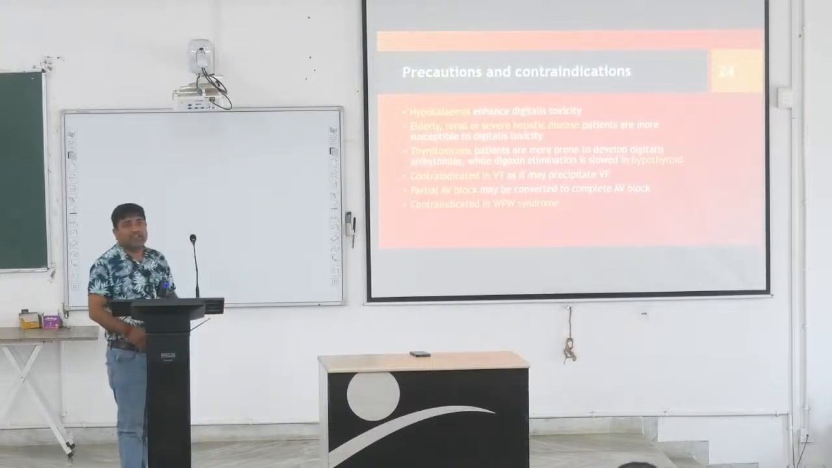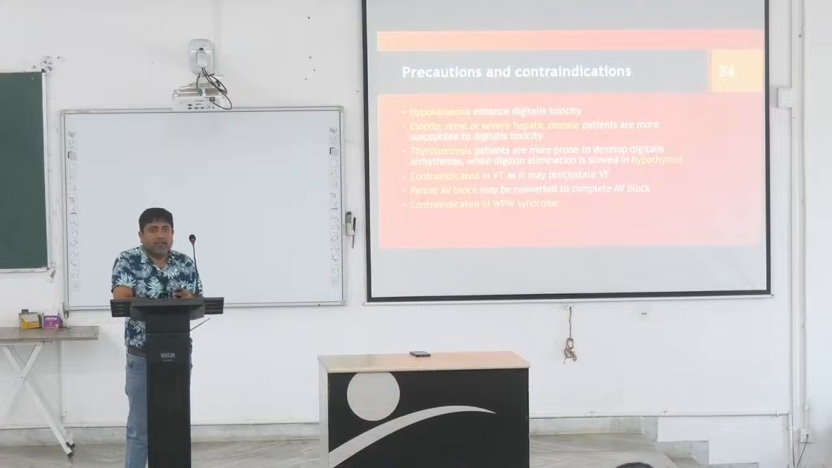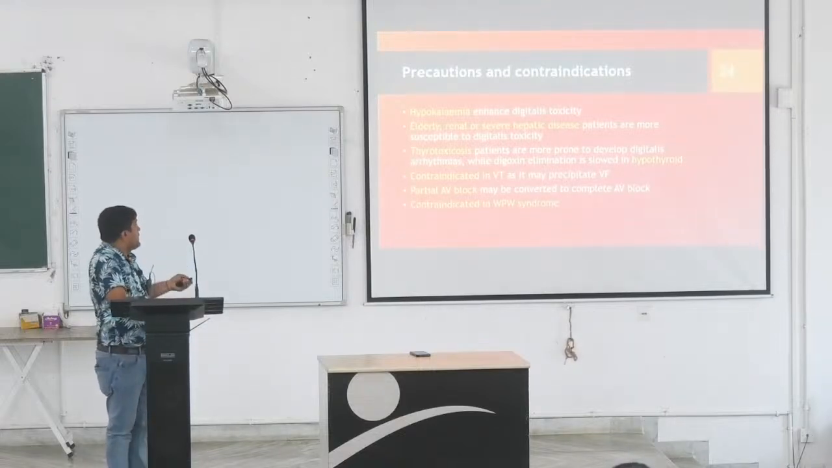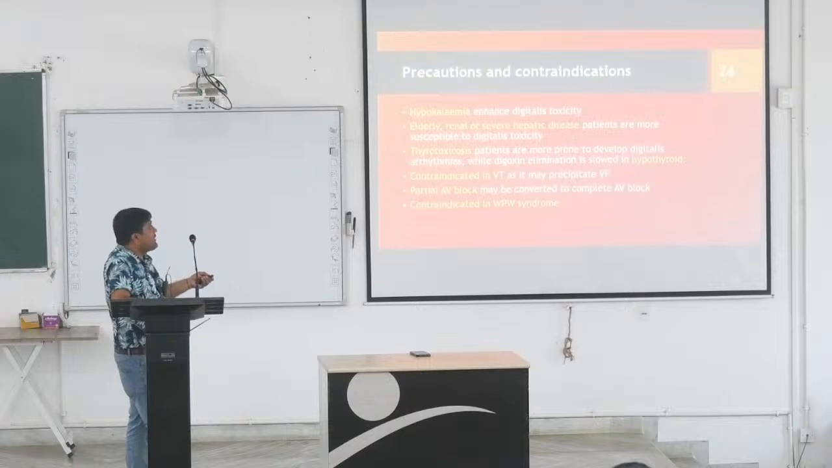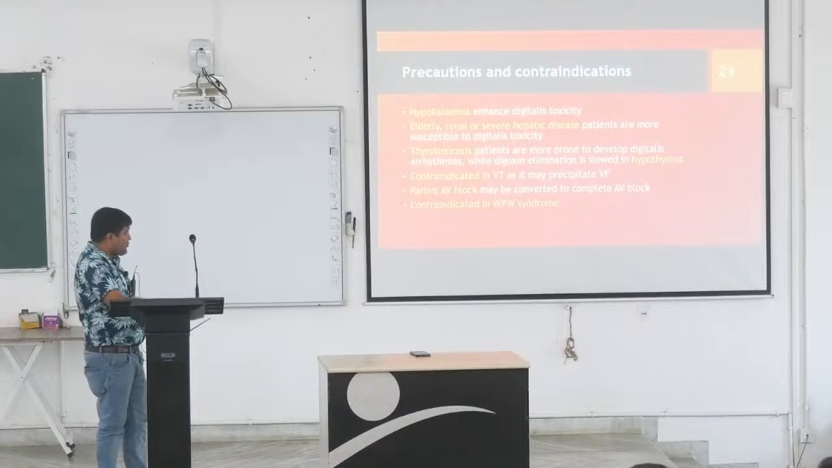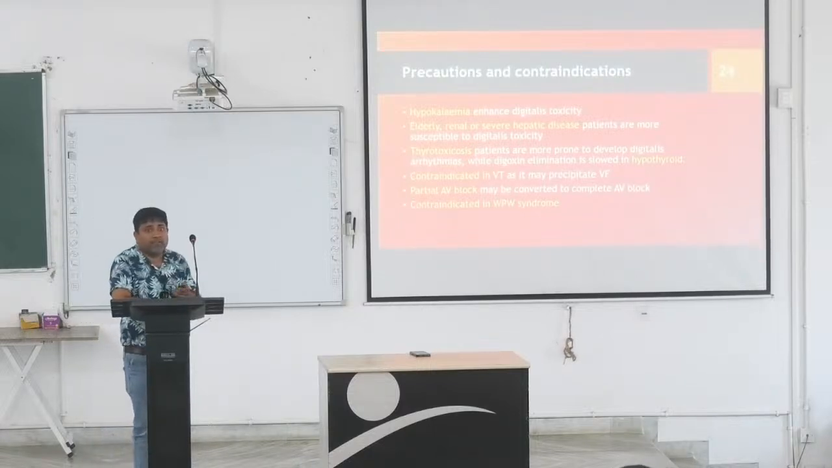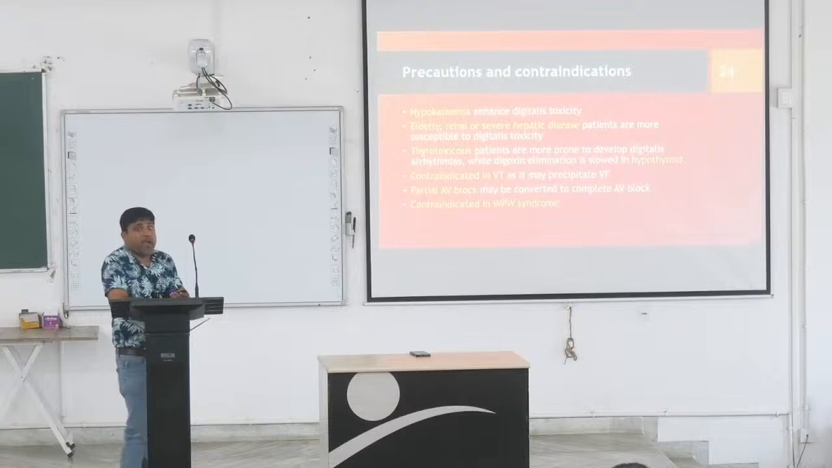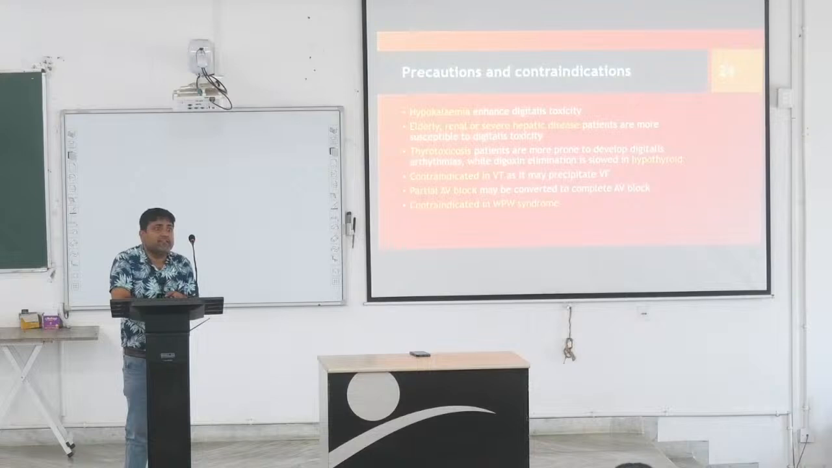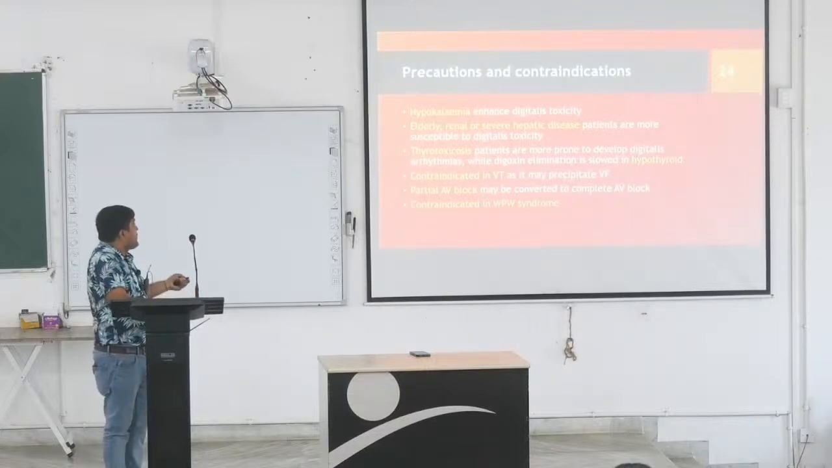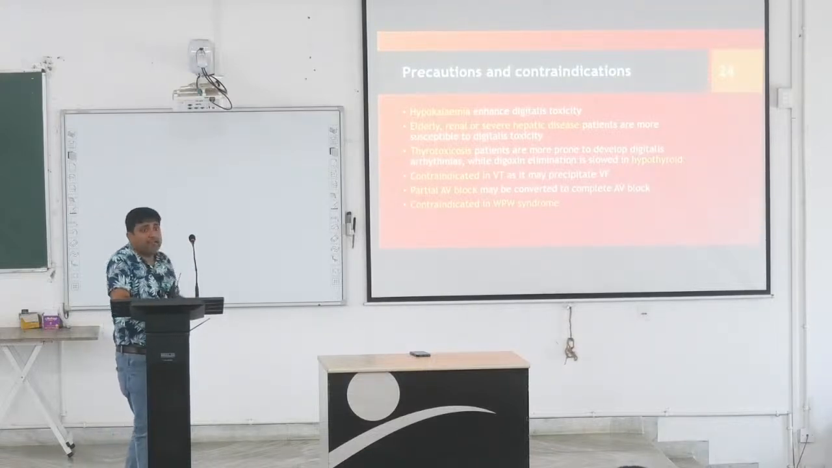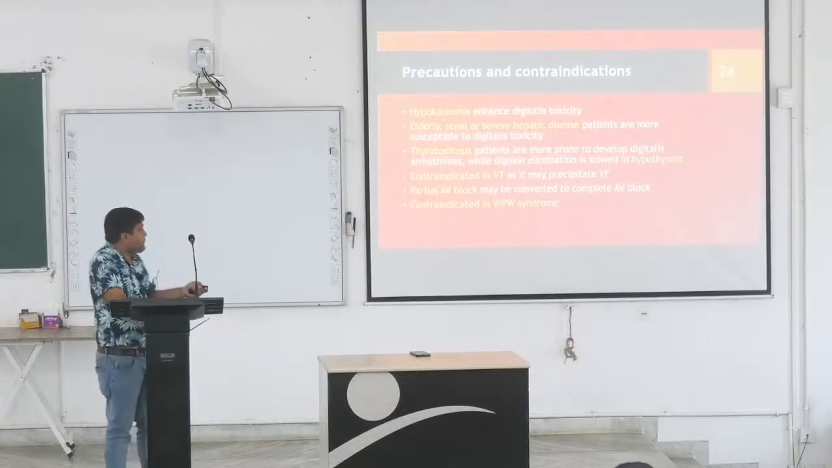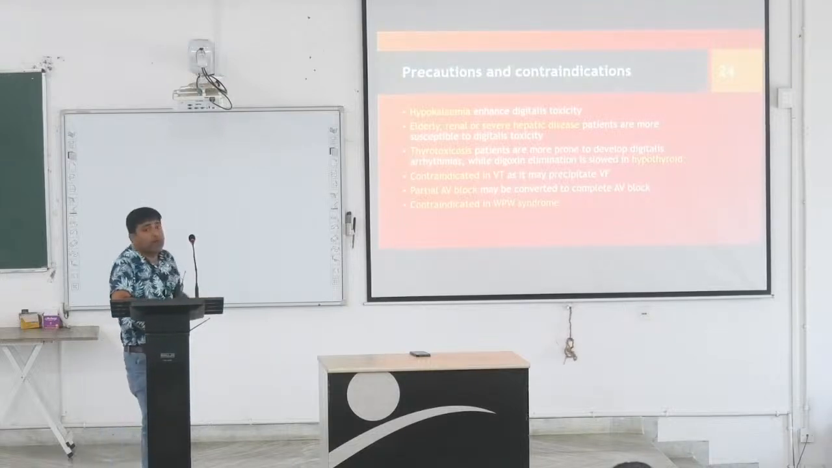Now precautions and contraindications. Hypokalemia increases digitalis toxicity. Elderly patients, and renal or severe hepatic disease, can cause an increase in digitalis toxicity. Thyrotoxicosis makes the patient more prone to digitalis arrhythmia. In hypothyroid patients, the elimination of digitalis is slowed, and as a result digitalis accumulation occurs. It is contraindicated in ventricular tachycardia as it may precipitate ventricular fibrillation, so in VT patients lidocaine is used. Partial AV block may be converted to complete AV block.